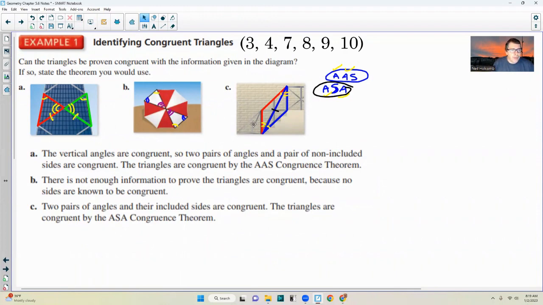Okay, so hopefully these three examples help. This is angle, angle, side, not enough information, and angle, side, angle. So now you should be able to do problem numbers 3, 4, 7, 8, 9, and 10 on your homework.